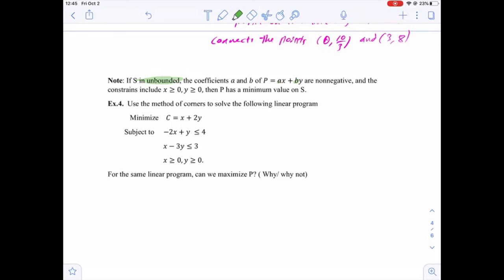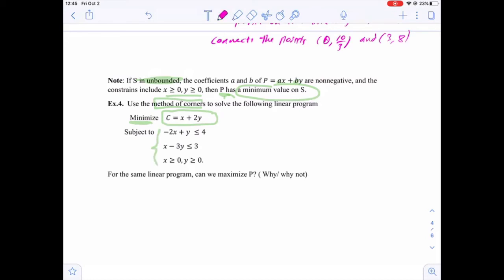Those are non-negative. And the constraints include x greater than or equal to 0, y greater than or equal to 0, then P has a minimum value but does not have maximum value. So let's see. We want to use the method of corners to solve the following linear program. We have the objective function here, we want to minimize it, and we have some constraints here.